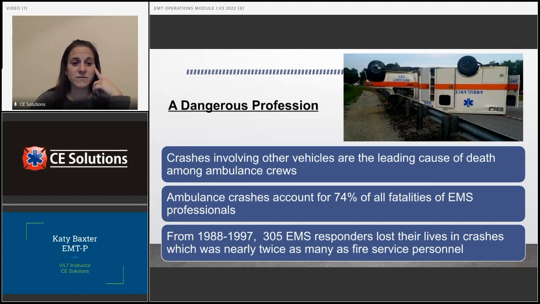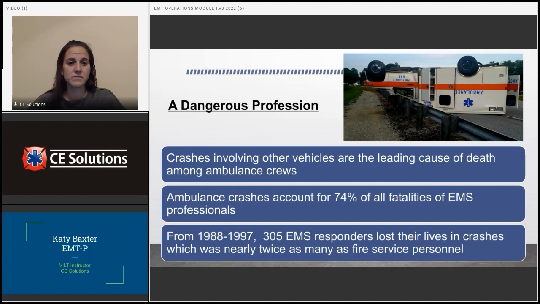Crashes that involve other vehicles are the leading cause of death among ambulance crews. Ambulance crashes account for 74% of all fatalities in EMS professionals. From 1988 to 1997, 305 EMS responders lost their lives in crashes, which was nearly twice as many as fire service personnel.